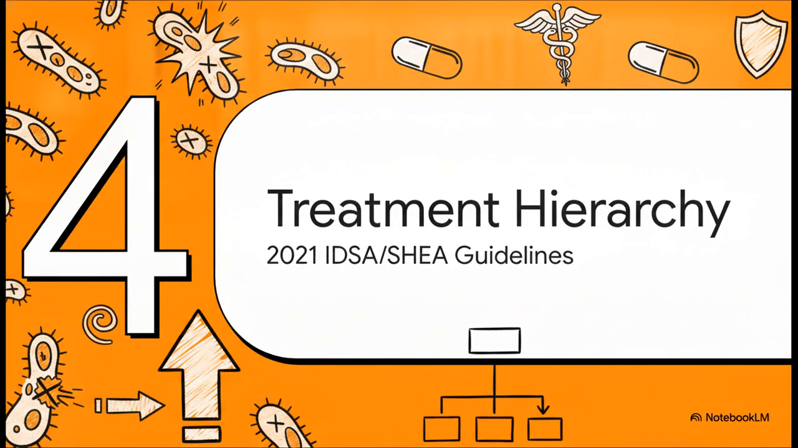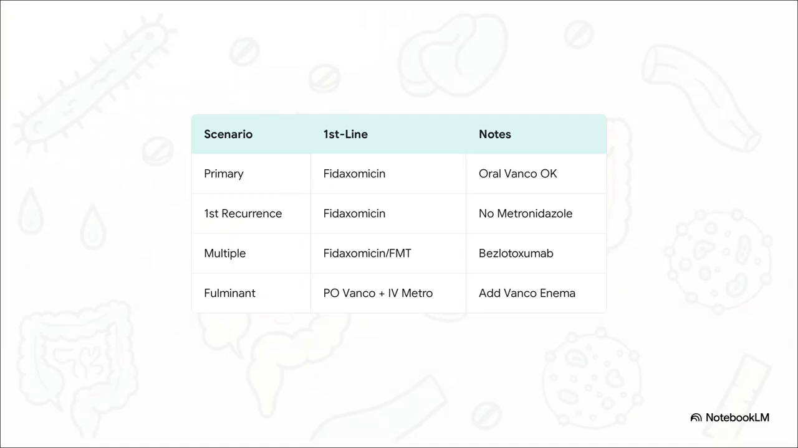Finally, Section 4, Treatment Hierarchy, covering the 2021 IDSA and SHEA guidelines. Okay, here's the modern treatment map, and this brilliantly illustrates the whole thing. Notice how fidaxomicin is now the absolute king here. For a primary episode, fidaxomicin is first line, though oral vancomycin is an acceptable alternative. For a first recurrence, fidaxomicin is superior simply because it boasts a lower recurrence rate than vanco. And notice something else? Metronidazole is virtually gone from these early steps. It's just no longer recommended for recurrence.